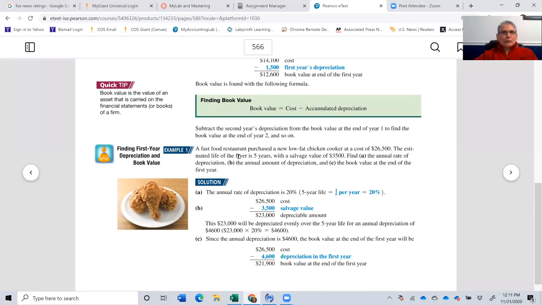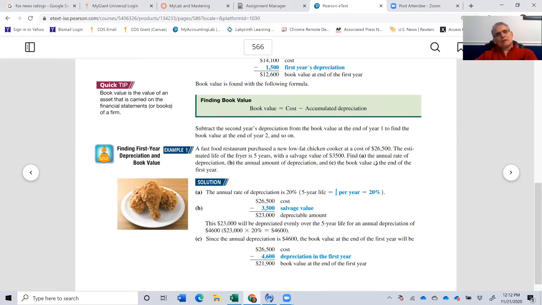A fast food restaurant purchased a new low-fat chicken cooker at a cost of $26,500. The estimated life of the fryer is 5 years with a salvage value of $3,500. Find A, the annual rate of depreciation, B, the amount of depreciation, and C, the book value at the end of the first year. So the first thing it's asking is, what is the annual rate?